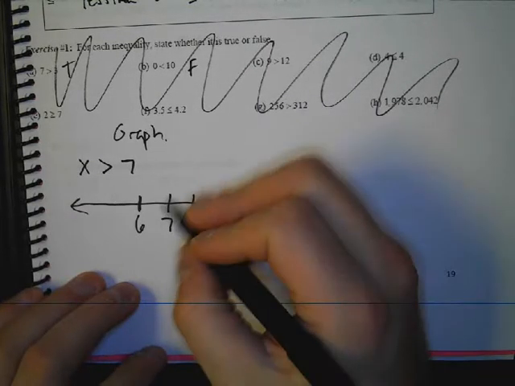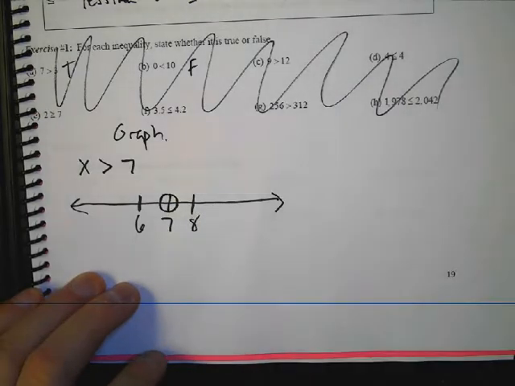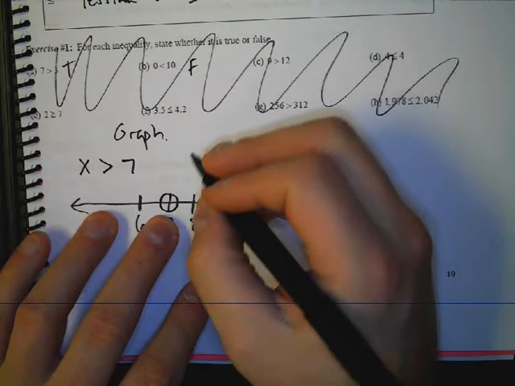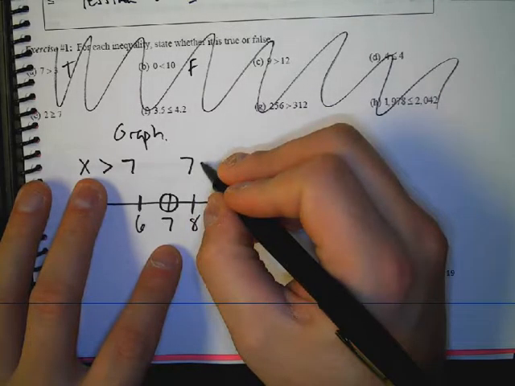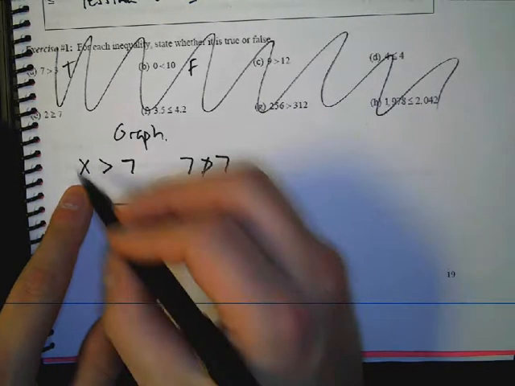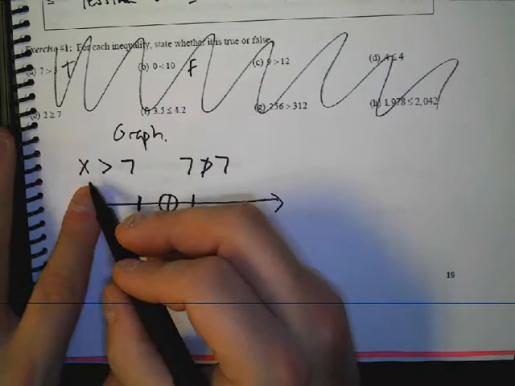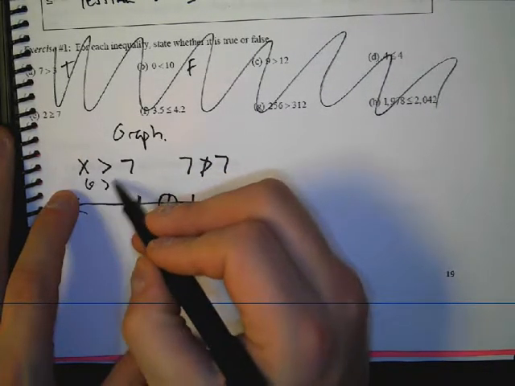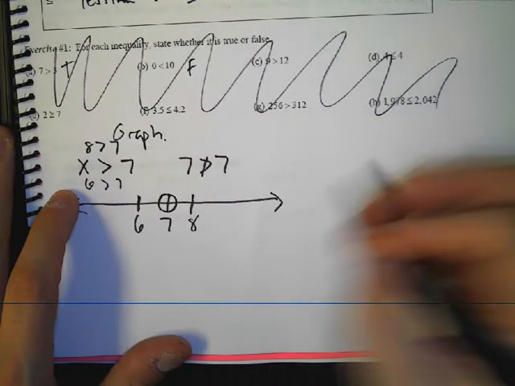And the reason for the open circle is that 7 is not included. 7 is not greater than 7. 7 is equal to 7. All right, now to determine what side, we look at the 6, we look at the 8, and which one? Is 6 greater than 7 or is 8 greater than 7? All right, and clearly, in this case, this arrow would be going to the right.